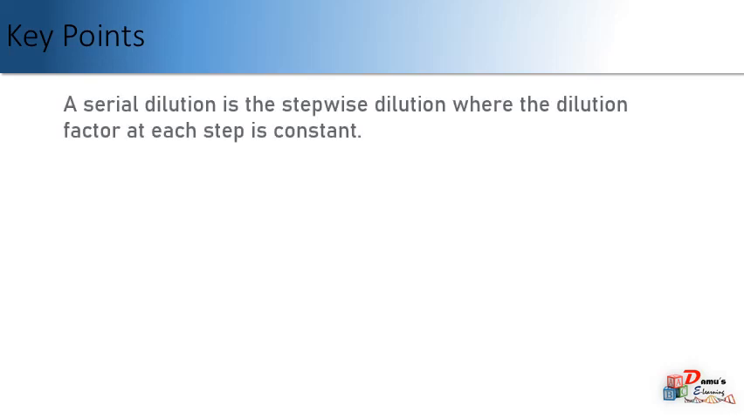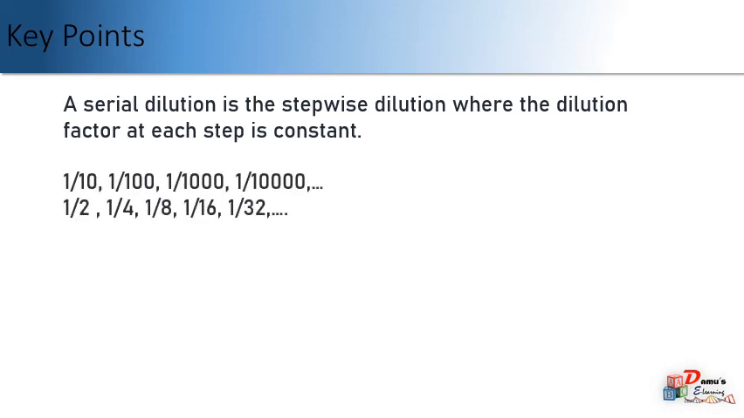Let us look at some of the key points regarding serial dilution. A serial dilution is a stepwise dilution where the dilution factor at each step is constant. So it can be either 1 is to 10, 1 is to 100, 1 is to 1000, 1 is to 10,000, or 1 is to 2, 1 is to 4, 1 is to 8, and so on. If you look at the first dilution, we can clearly see if you divide 1 is to 100 by 1 is to 10, we will get 1 by 10. Or if you divide 1 by 1000 by 1 by 100, we will get 1 by 10.